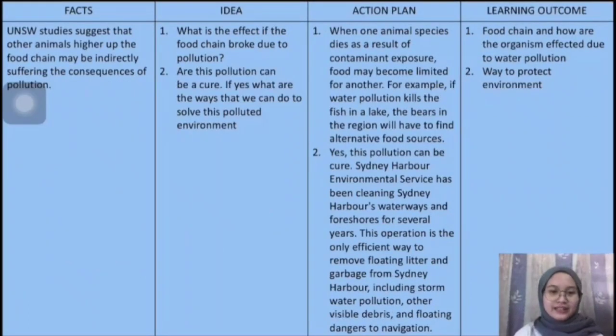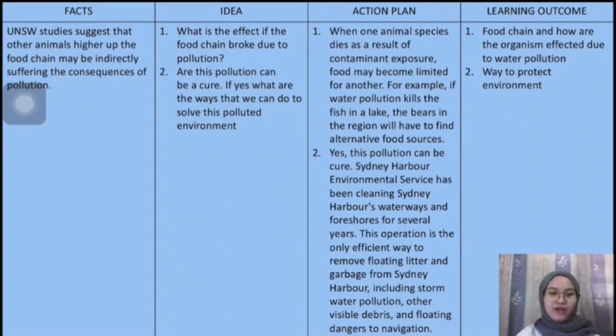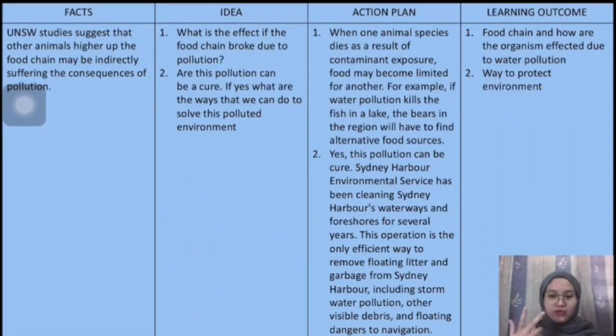The next idea is what is the effect if the food chain breaks due to the pollution, and can this pollution be cured? If yes, what are the ways that we can do to solve this polluted environment? The action plan that we found based on this idea is, if one animal in the species dies, then the food may become limited and the species need to adapt themselves to the new environment.